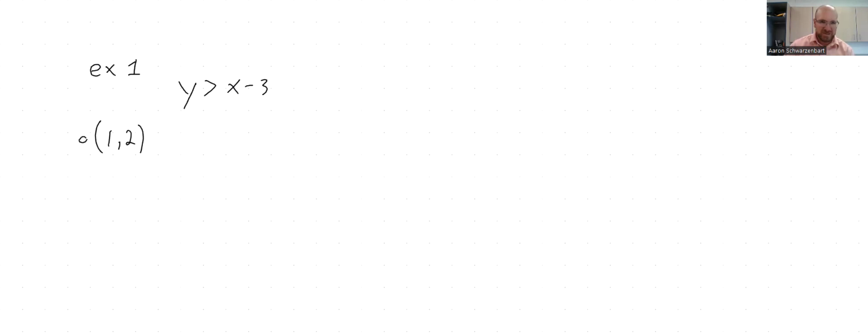If I want to check if it's true, I just plug it in. So I've plugged 2 in for y, and 1 in for x. And I get 2 is greater than 1 minus 3. I'm going to simplify this. 1 minus 3 is negative 2. If you're having trouble with that subtraction, use a calculator to check it. And I can see that 2 is greater than negative 2, so this is true.